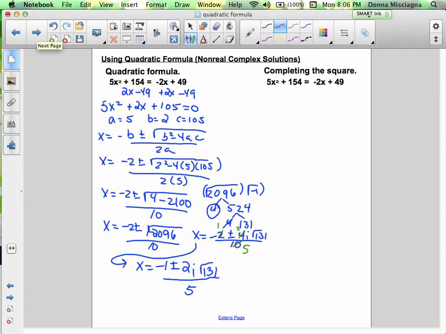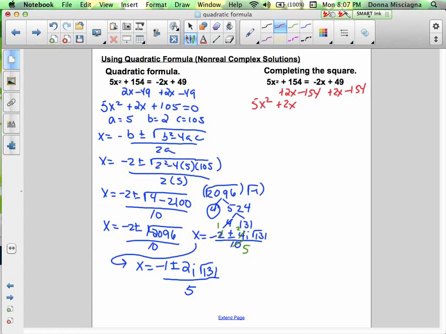All right, so let's see how it works out for completing the square. We need the x terms on one side and the constants on the other. So let's add 2x and subtract 154. The 49 is fine. So that gives us 5x squared plus 2x. And by the way, on this problem, I would not divide everybody by 5, right, because nothing was divisible by 5. Don't make it worse with 4 terms. Get it to 3 terms, then you can divide by 5.